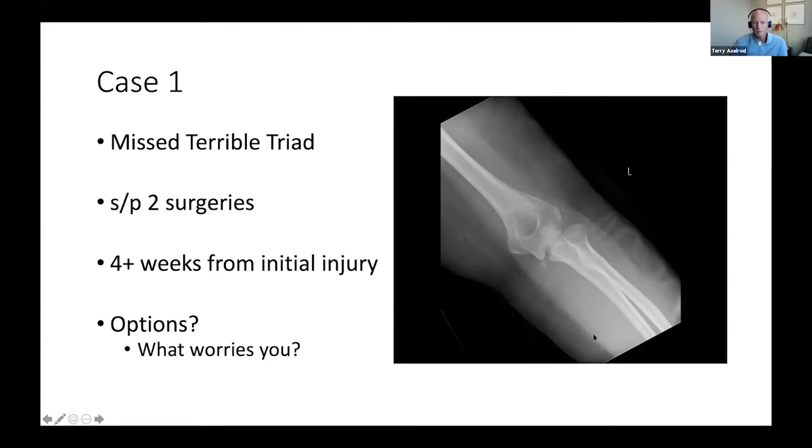There's a couple of things that worry me. One, I'm not sure if it's the plaster shadow overlay, but it looks like there might be a little bit of HO starting to form around the elbow on that previous x-ray that you showed. That's not a good sign at all.